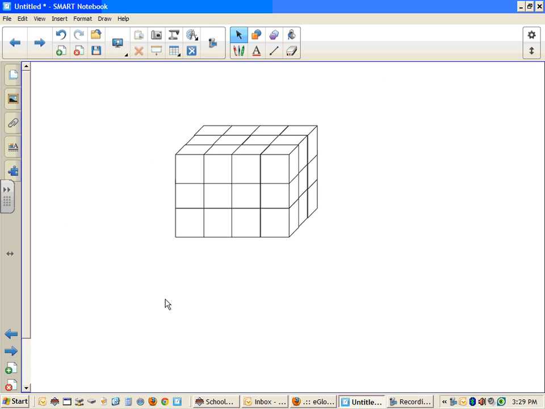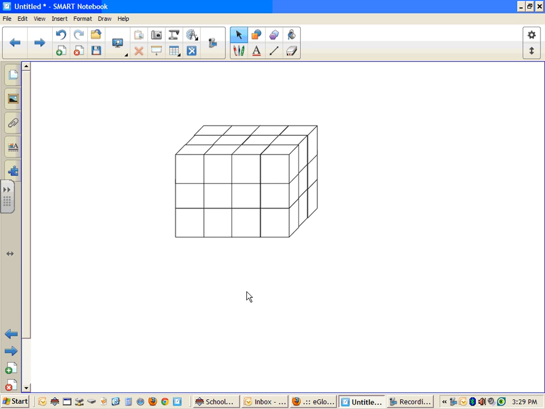Alright, so here is a rectangular prism. It's not a square base, it's a rectangular base, and then it has 4 lateral sides, all parallelograms. Volume is basically all the little cubes that are inside of here. We notice there's 4 on the side here, 3 for the depth, and 3 as the height.